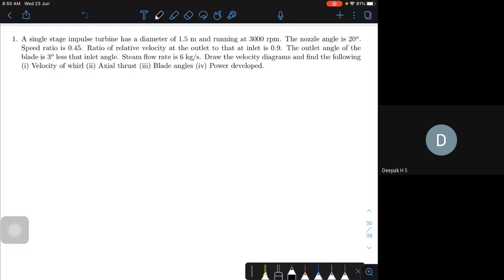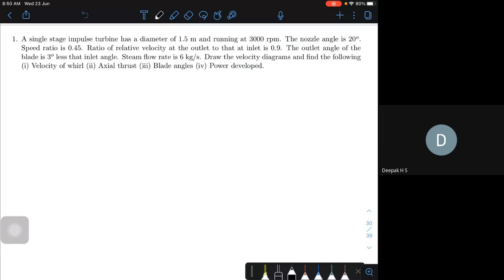Okay, fine. So let's start with the first numerical. A single stage impulse turbine has a diameter of 1.5 meter and running at 3000 rpm. The nozzle angle is 20 degrees and the speed ratio is 0.45. The ratio of relative velocity at the outlet to that at the inlet is 0.9.